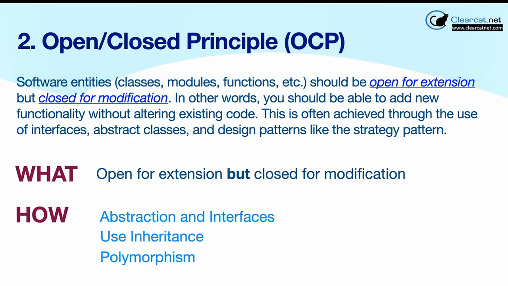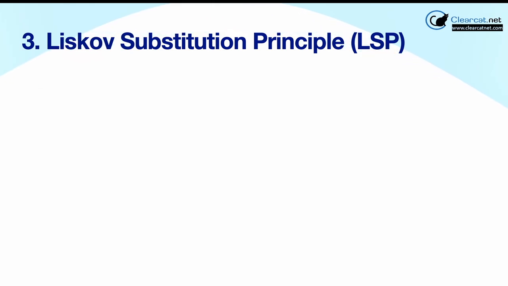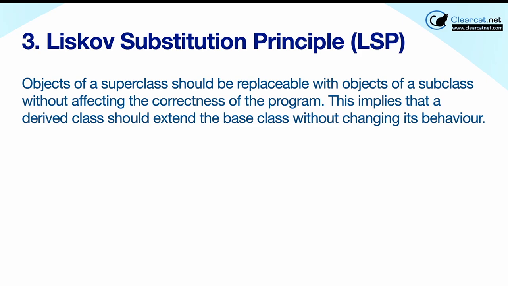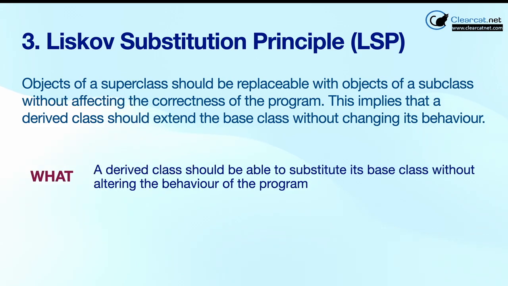The third one is the Liskov substitution principle, LSP, which is very important. The definition is that objects of the superclass, superclass meaning parent class, should be replaceable with objects of the subclass, subclass meaning child class or derived class, without affecting the correctness of the program. It means it is not going to break the chain of our program. This implies that a derived class should extend the base class without changing its behavior. The derived class should be able to substitute the base class without altering the behavior of the program. Okay, and how?